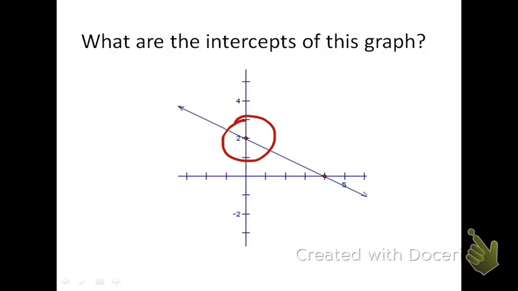What about the x-intercept, where we cross the x-axis right here? That point is 5, 0. The y value on the x-intercept is 0. So the x-intercept is where y is 0, and the y-intercept is where x is 0.